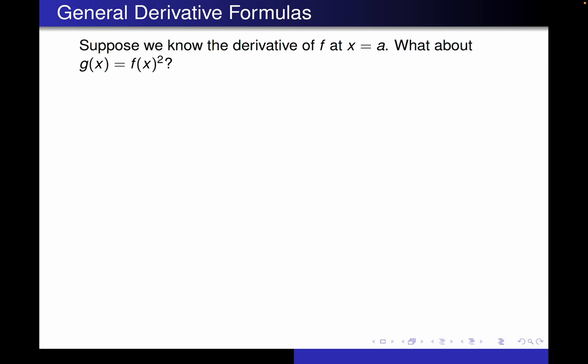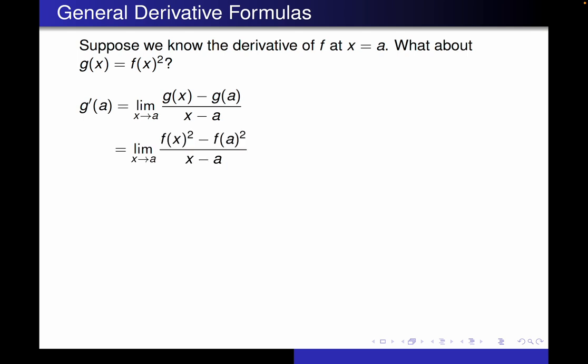So suppose we have a function that I'm not going to tell you what the function is, but we're going to pretend like we know how the function works and we know what the function's derivative is. And the question is, if you know both of those things about the function f, can you find the derivative of f of x squared? And it turns out we can, again, by using the definition of the derivative. So we plug in g of x equals f of x squared, g of a equals f of a squared, we get this.